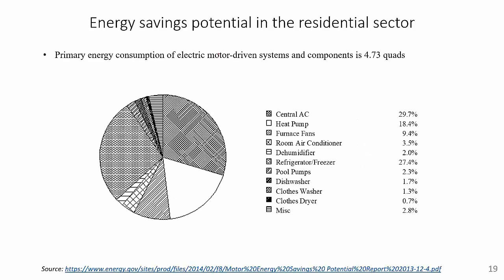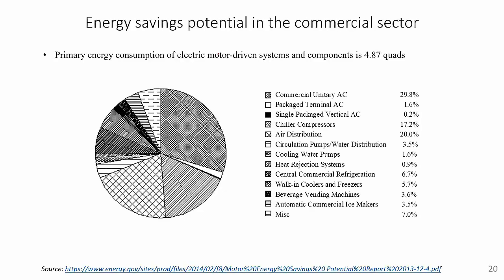Here is the breakdown of the percentage of energy used in different applications in the residential sector and that of the commercial sector. For both of these sectors, the major component of energy is spent in ventilation. Currently, most of these systems use direct line connected motors, and there is significant energy saving potential by means of motor upgrades as well as using variable speed technology.